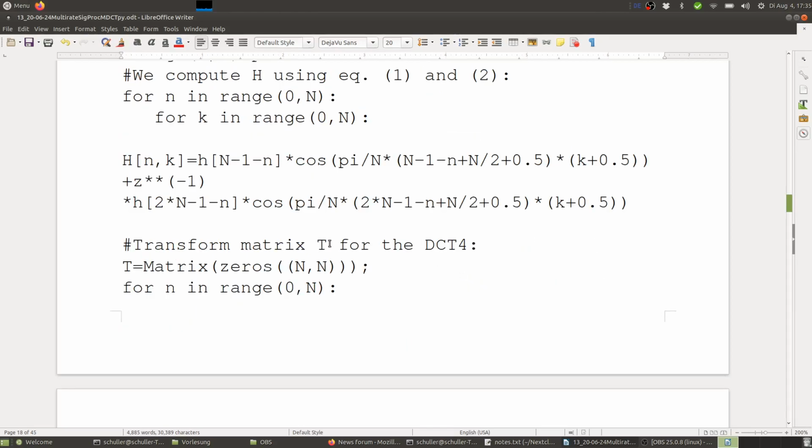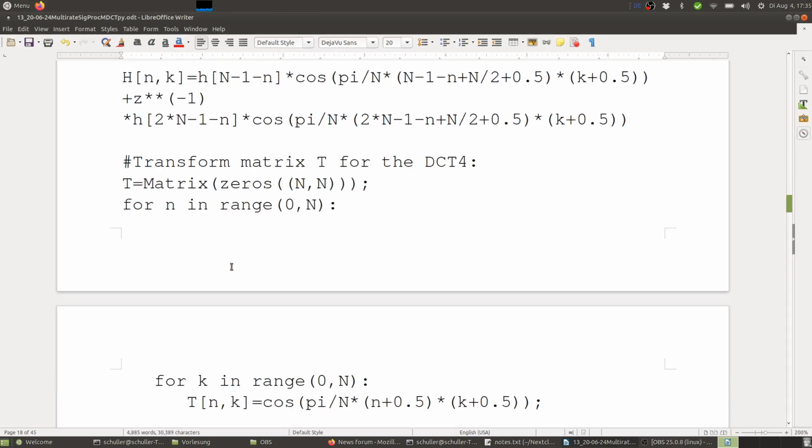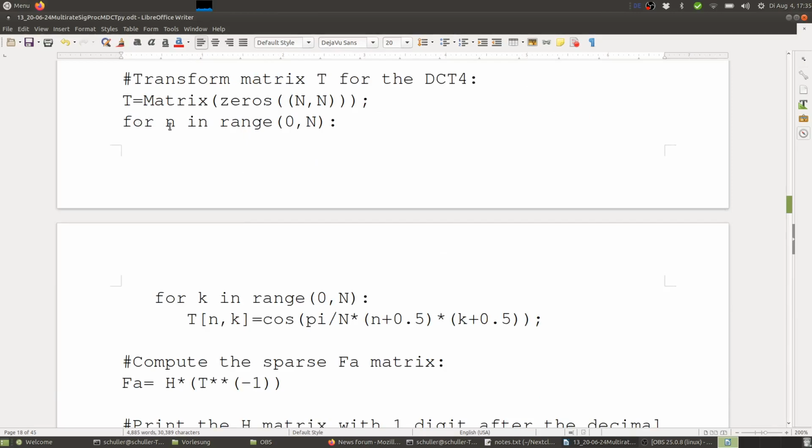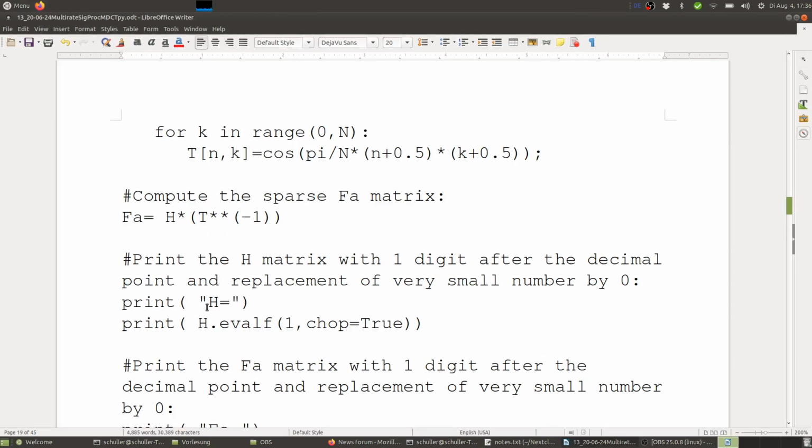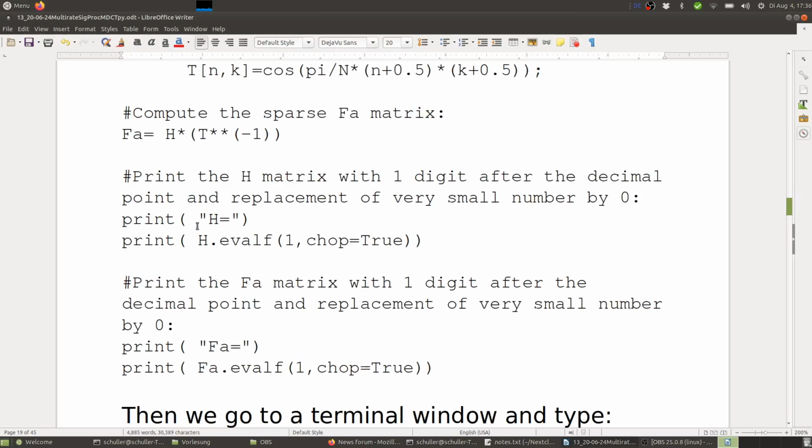Then here we compute the matrix T for the DCT4. Again, we start with a zero matrix for initialization. Then we have a for loop over the phase n and the subband index k, and compute the entries for the matrix as cosine of pi over n times n plus 0.5 times k plus 0.5, the usual. And then we can compute the sparse FA matrix by simply taking the polyphase matrix H and multiplying it with the inverse of the DCT4 matrix. And then we can print the result and see if it's indeed sparse.